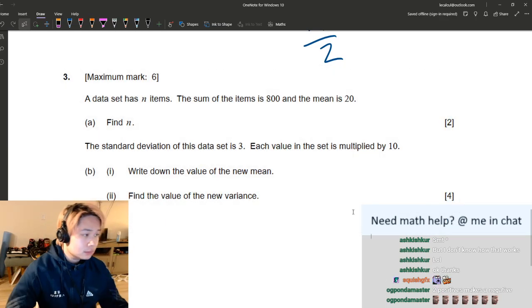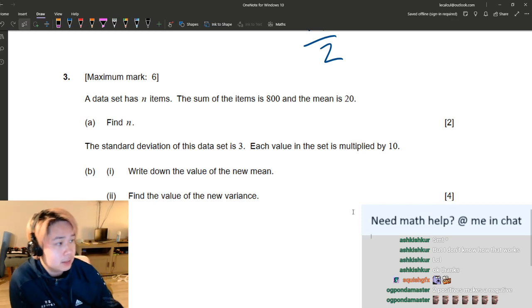Aha. Something my students can finally know what's going on. So I have a set of data and there's a certain amount of data points. And then I know if I add up all of the data, it's gonna be 800. And I know the mean is 20, so how can I find out how many data points there are? Well, this is easy enough, right?